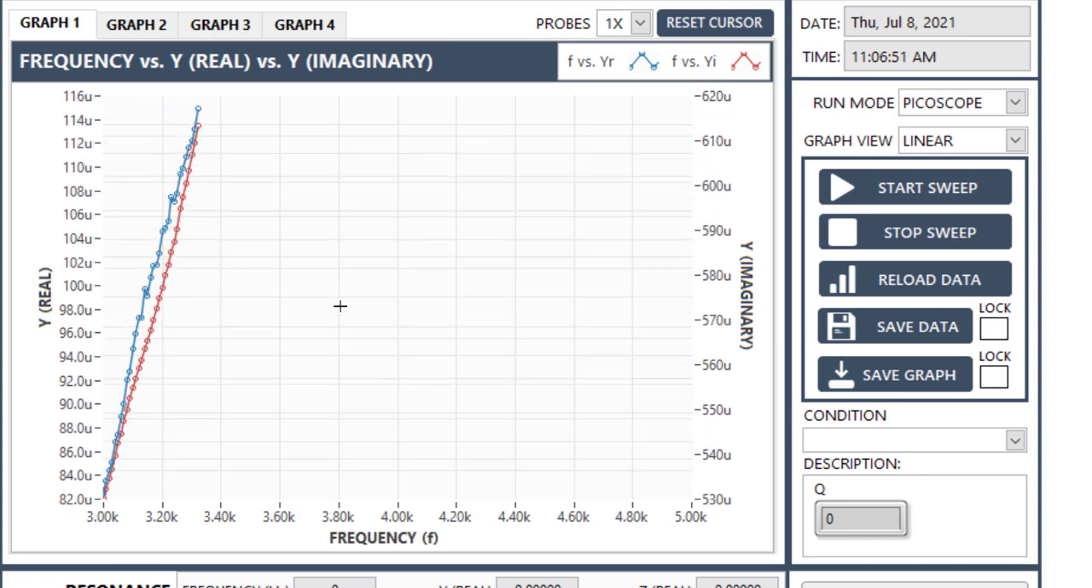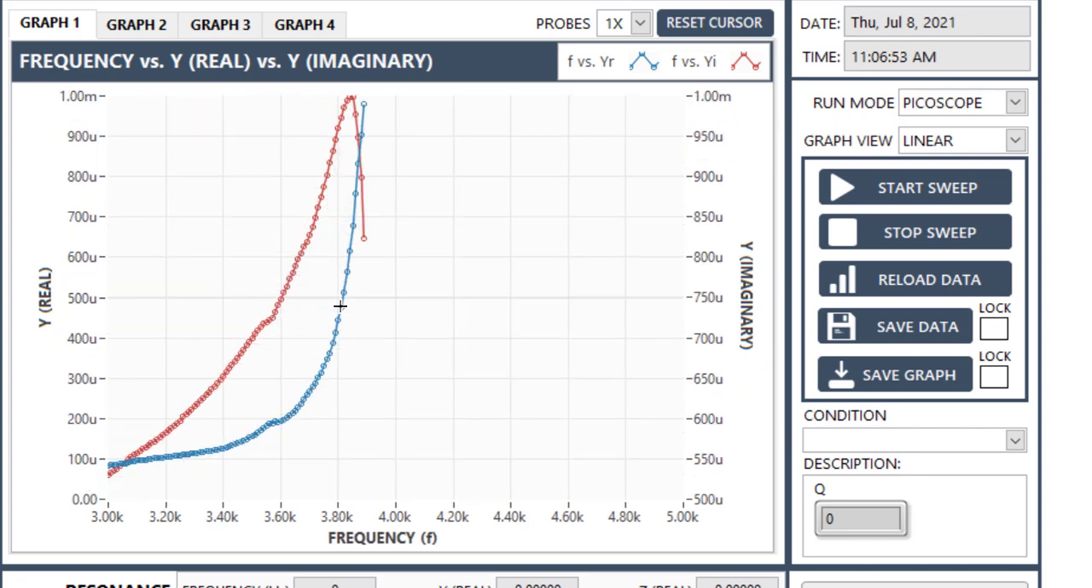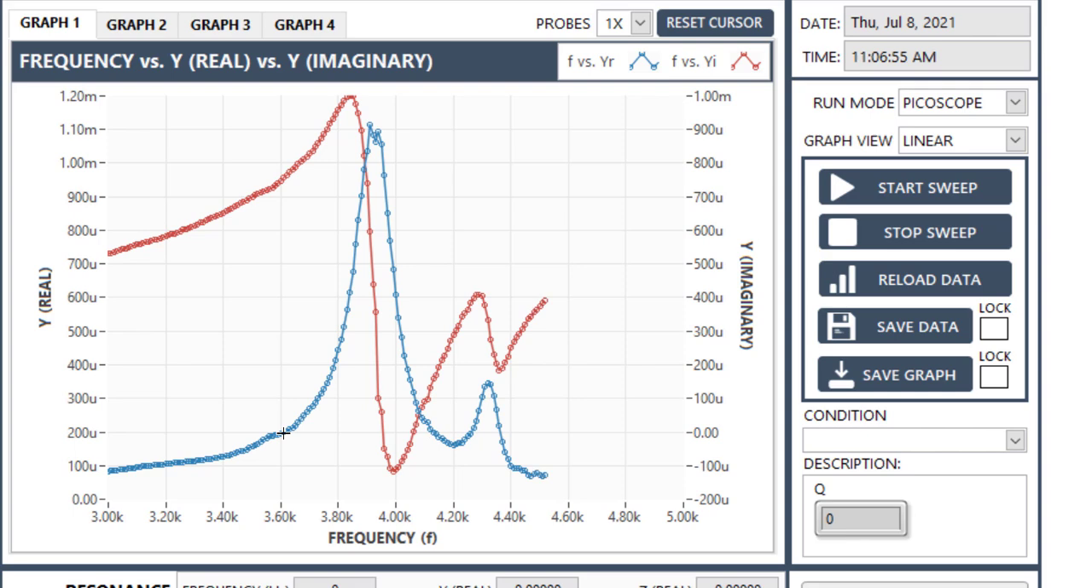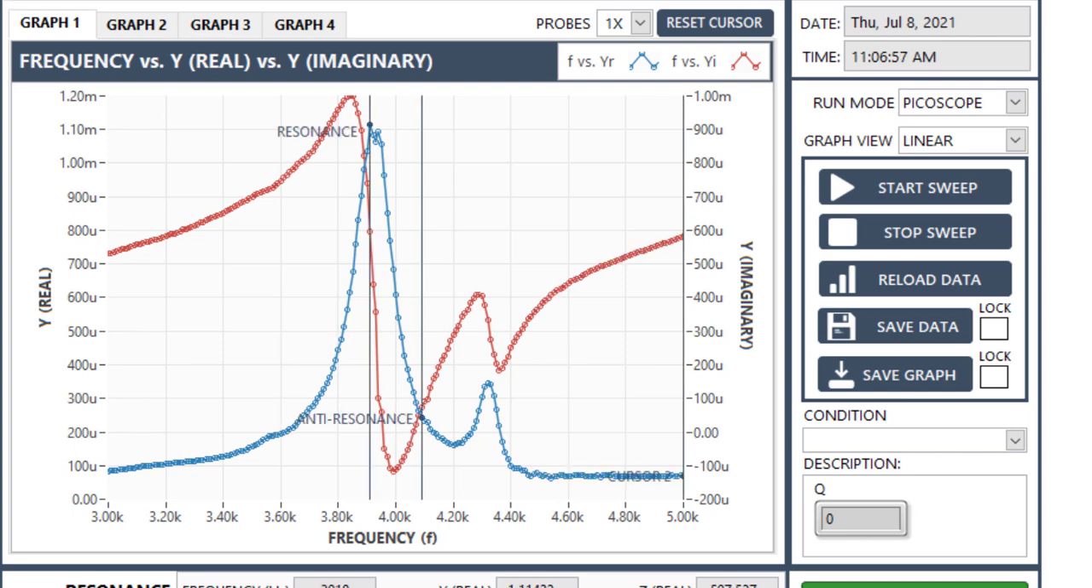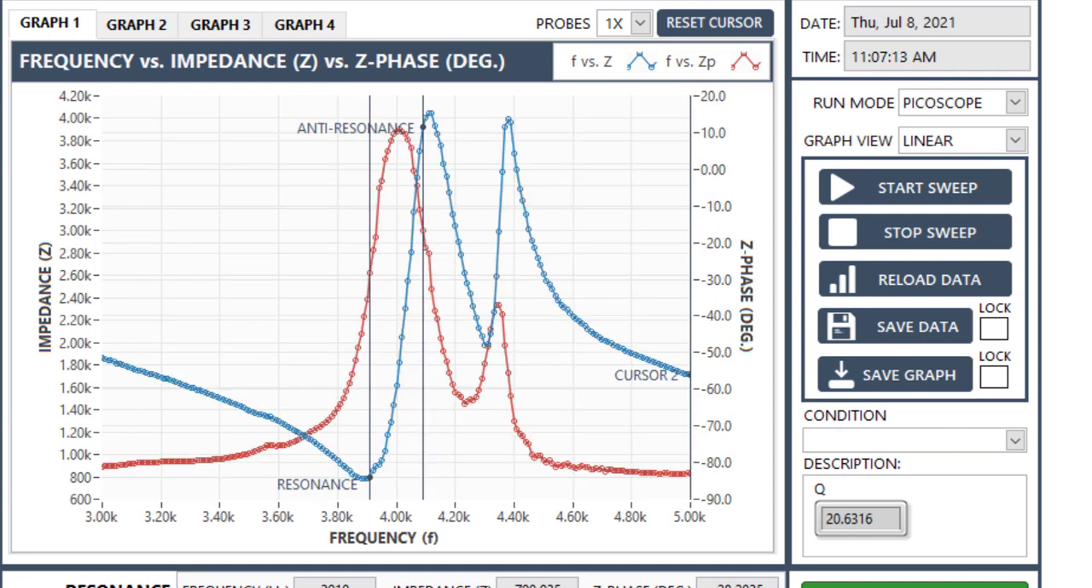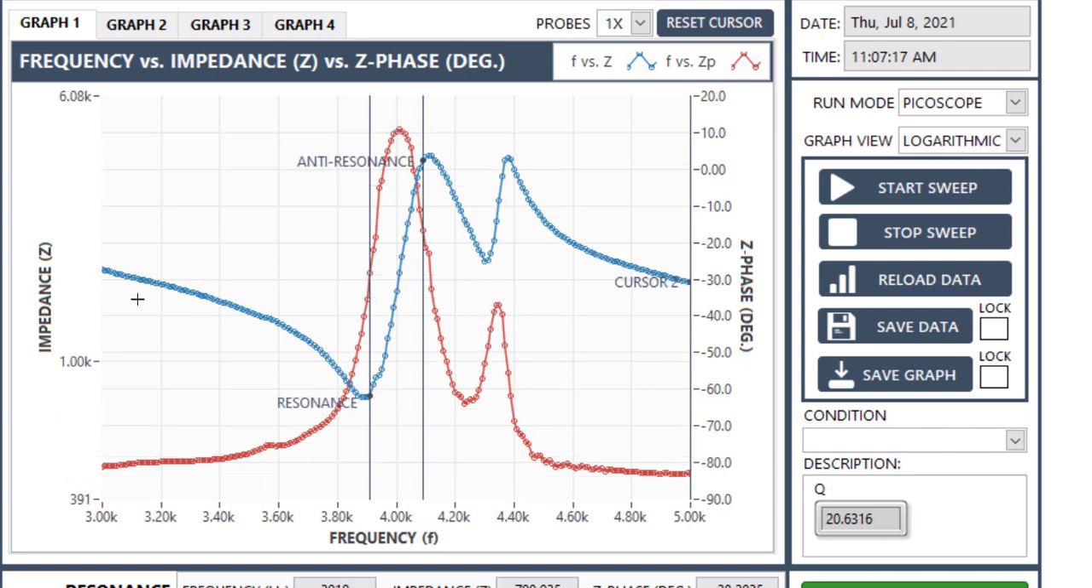So here we'll analyze a piezo buzzer with some spurious mode behavior. I'm going to go ahead and plot the impedance magnitude and the phase, and we'll put it in logarithmic form. So the blue is impedance. We have our impedance decreasing as we expect.